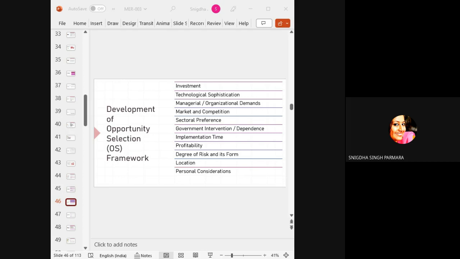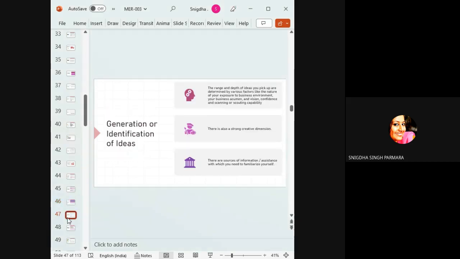Next step is generation or identification of ideas. So after working out on your personal profile, what is required is to hit upon ideas, to figure out the range and depth of ideas that you're picking up.